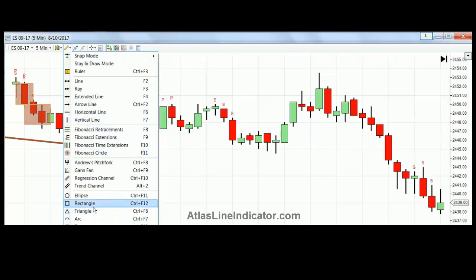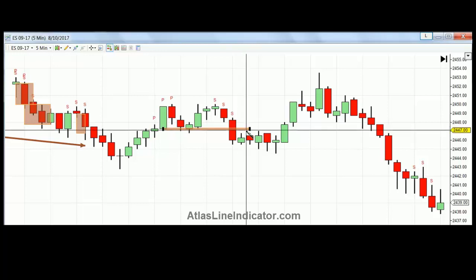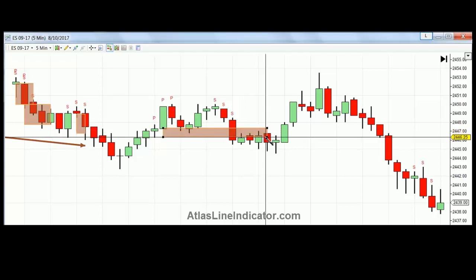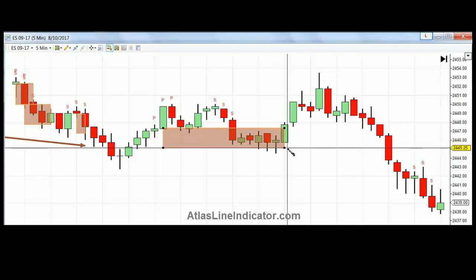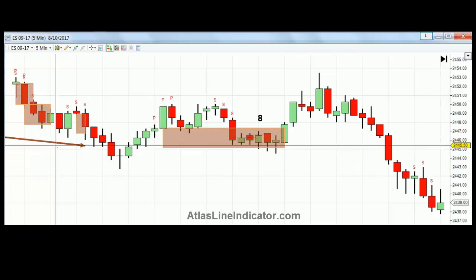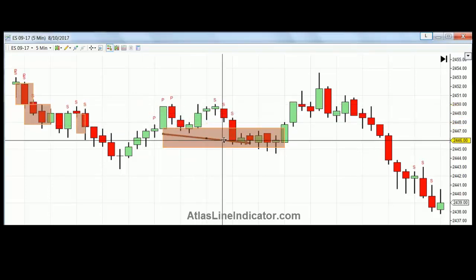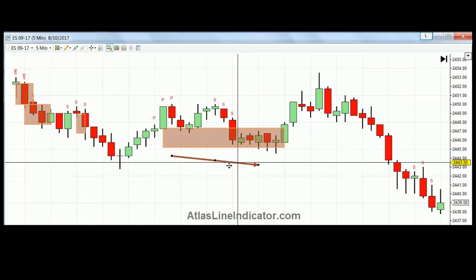See here. 24.47 quarter. One, two, boom, right there. It ranged a couple of bars. It did. 1, 2, 3, 4, 5, 6, 7, 8, 9, 10, 11, 12, right there. 12 bars.